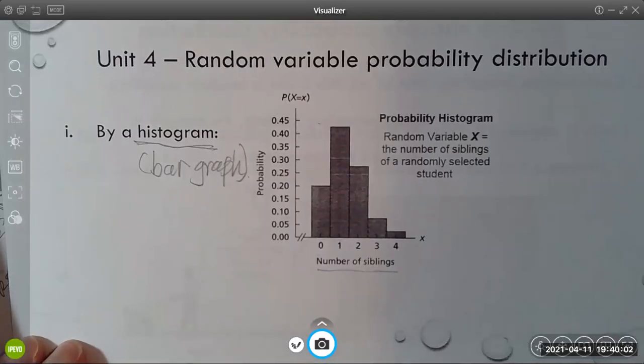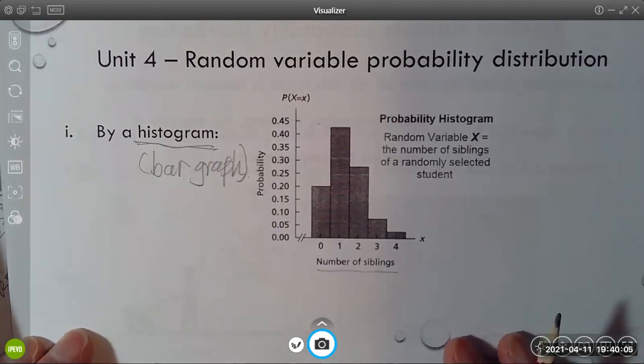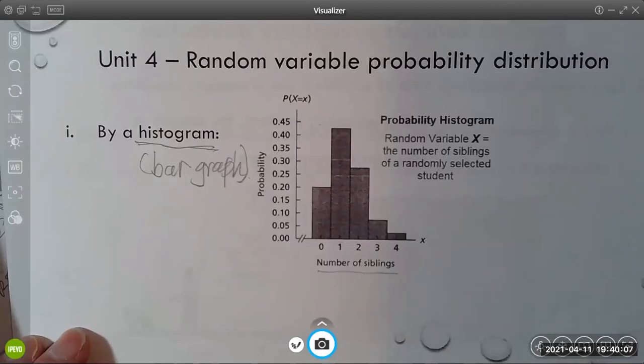So now let's summarize before we move on to the next one. For a discrete variable probability distribution, there are two forms. One is a probability distribution table, one is a bar graph or histogram. And in that probability distribution table, each probability value has to be between 0 and 1, and the sum has to be exactly 1. Okay, now we can move on.